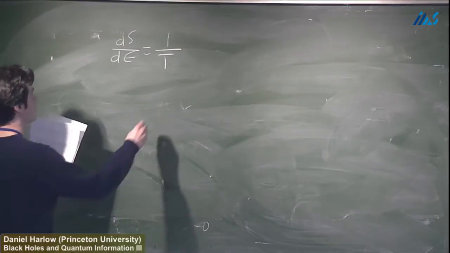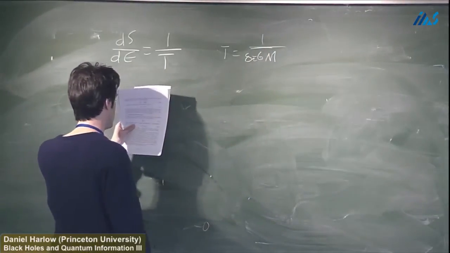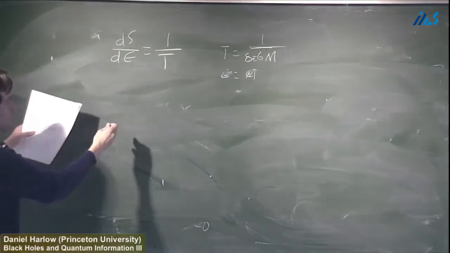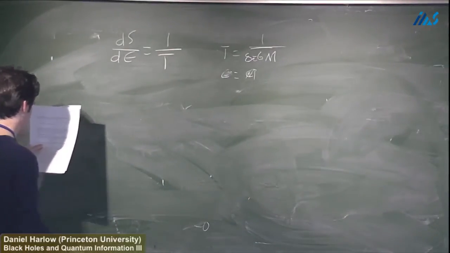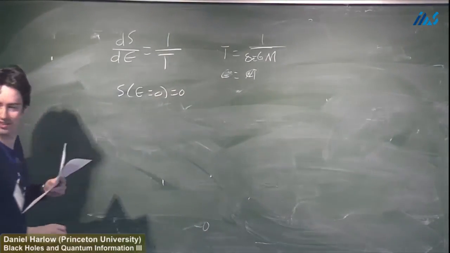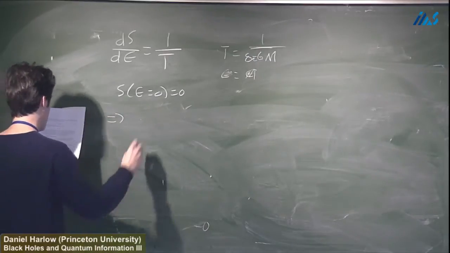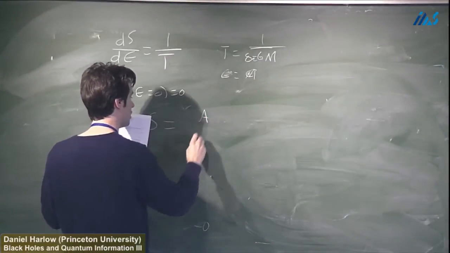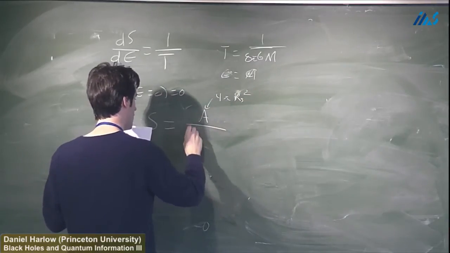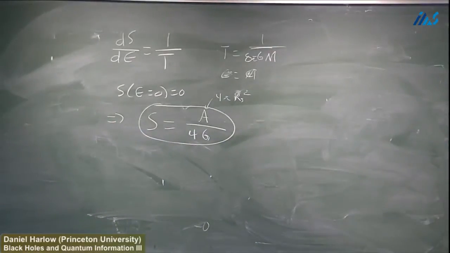So we can do that here. So remember, T is 1 over 8 pi G m, and m is E, or E is m. So we can compute dS/dE as a function of E. We can integrate it. And if we assume that S at E equals 0 is 0, so that there's no entropy if there's no black hole, which doesn't sound crazy to me at least, then we find that S is the area of the horizon, that's 4 pi r_s squared, divided by 4 G. Okay? And we're to interpret this as the entropy of the black hole.